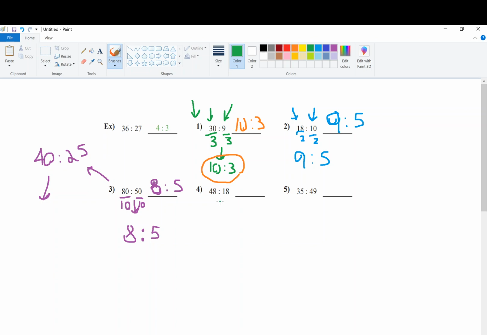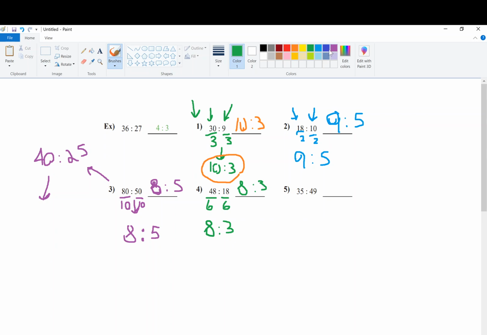Okay, so let's look at another one here. I have 18 and 48. This one is a lot harder to see, but the number that goes into both of these is going to be 6. You could use 2 as well, but remember we want larger numbers that work. So I divide both sides by 6. 48 divided by 6 is 8. 18 divided by 6 is 3. So I get 8 to 3.